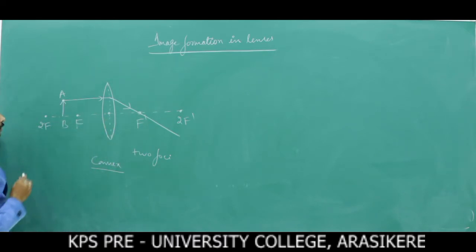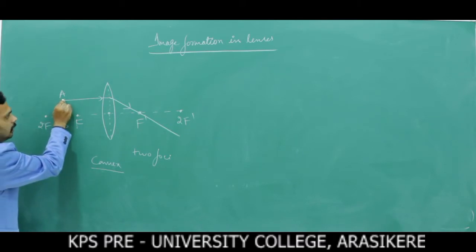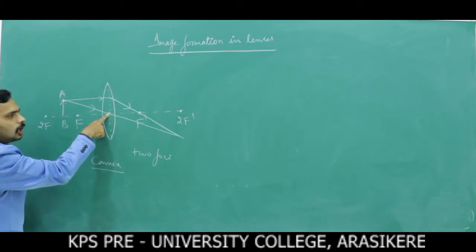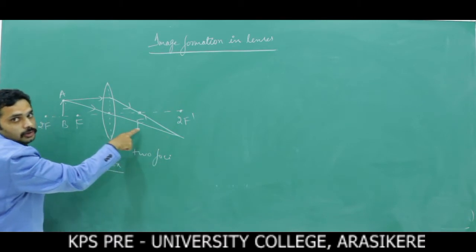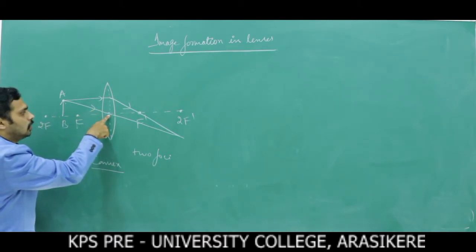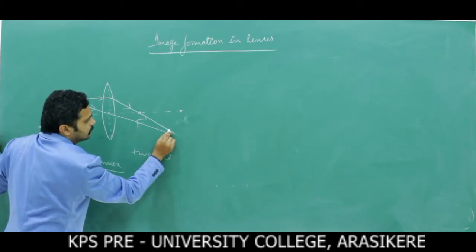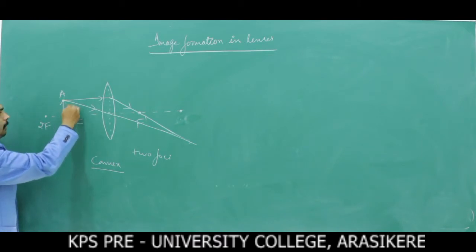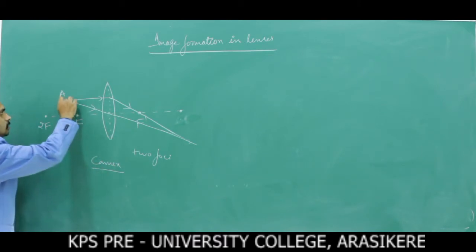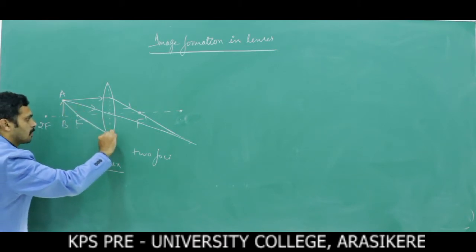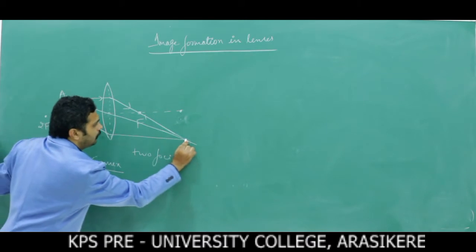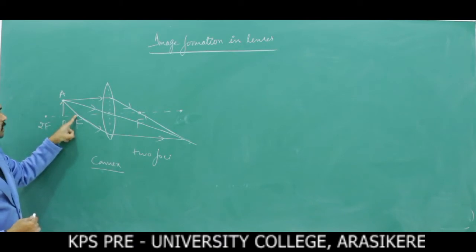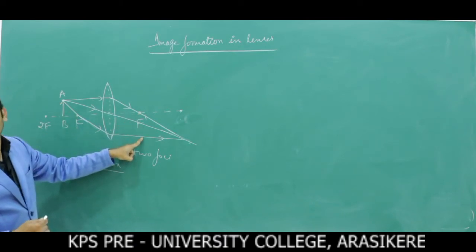Now consider other rays of light from the object. The ray from the object passes through the optic center, and it goes as it is, because we know that the ray is undeviated at the optic center. Now the ray from the object passes through the first focus and falls on the lens. Look here. After refraction, the refracted ray is parallel to the principal axis.